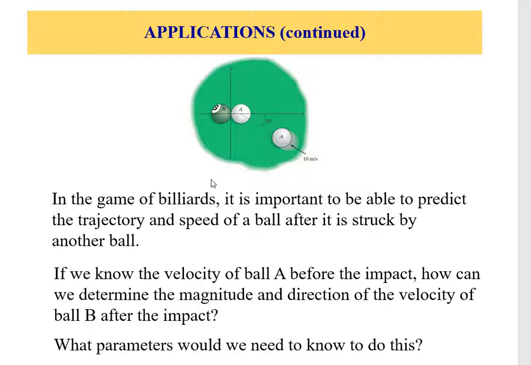Another application is the billiard game. Knowing initial velocities of balls, we want to know what happened after. Given that we know some information about the materials used for making these balls, which will translate into the coefficient of restitution, we will be able to know the trajectories of these balls after the impact.